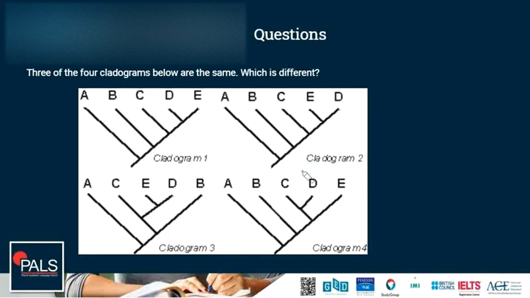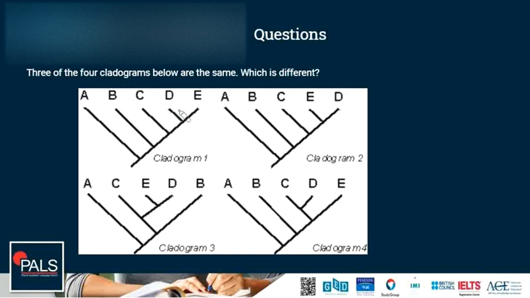Last question. We have 4 cladograms here. 3 of the 4 cladograms below are the same. Which one is different? Again, in our last slide, I said that in a cladogram, the arrangement of the groups on top doesn't really matter as long as the lines and nodes are the same. So what we are looking for is the nodes.